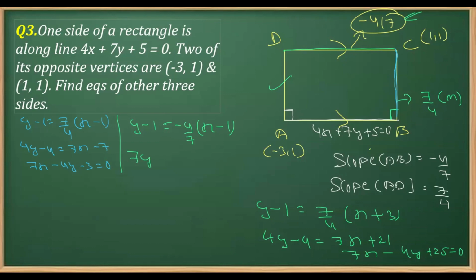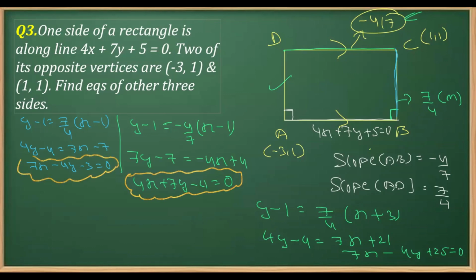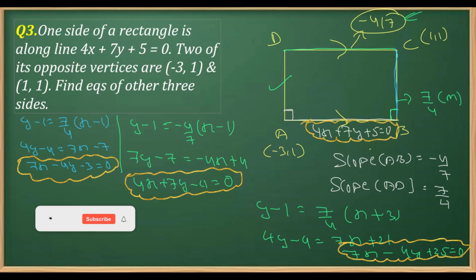By cross multiplication, it is 7y minus 7 is equal to minus 4x plus 4. Keeping each term on the left hand side, minus 4x will give you positive 4x plus 7y, and transposing 4 to the left hand side, it will be minus 11 equal to 0. So this is the equation of the other line. So we can say that we got the equation of one line as this, the second line as this, the third line as this, and the fourth one was already given. So we got the equations of all four sides.